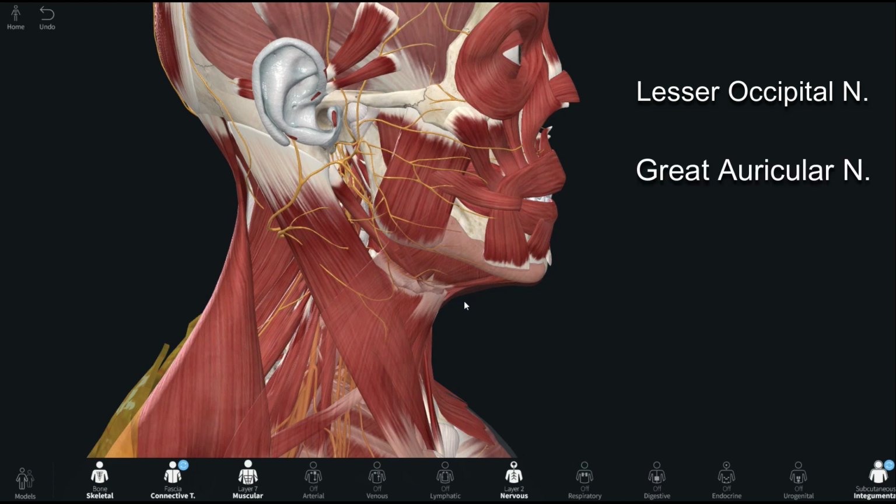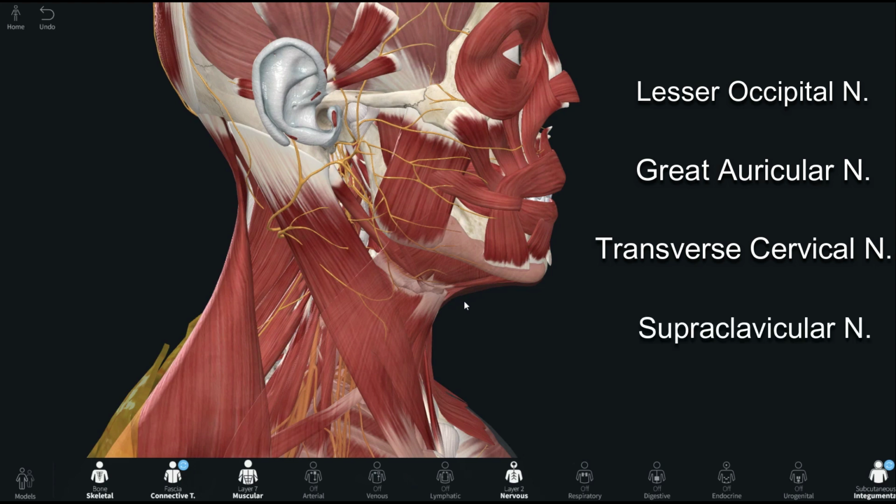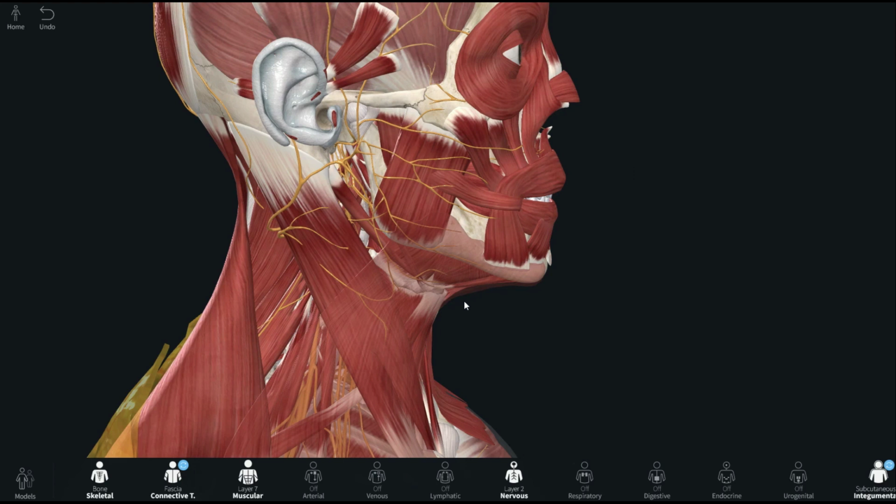Great auricular, second one. Transverse cervical, third one. Supraclavicular, fourth one. These are the 4 names that you have to remember. These are the 4 nerves which are responsible for the cutaneous distribution of the neck.